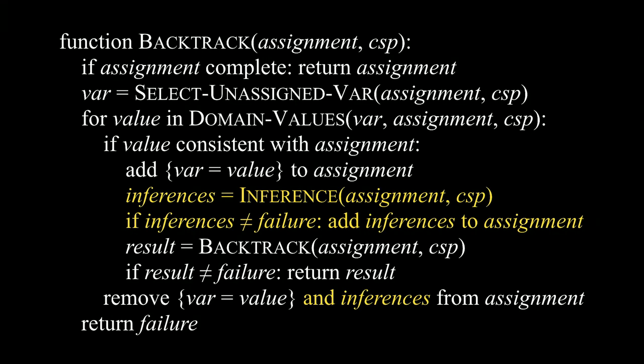Same as before, the changes here highlighted in yellow. Every time we add a new variable equals value to our assignment, we'll go ahead and run this inference procedure, which might do a number of different things, but one thing it could do is call the maintaining arc consistency algorithm to make sure we're able to enforce arc consistency on the problem. And we might be able to draw new inferences as a result of that process, get new guarantees of this variable needs to be equal to that value, for example. That might happen one time. It might happen many times.